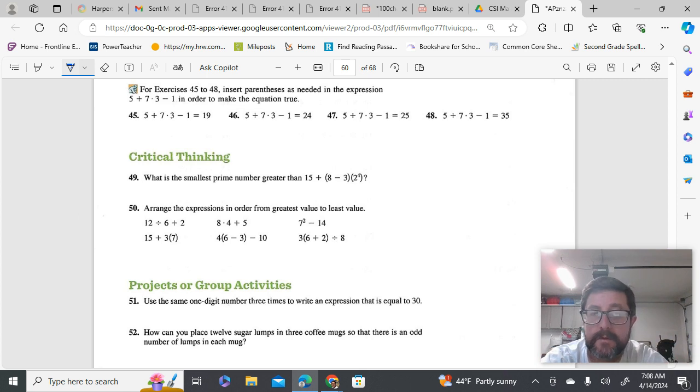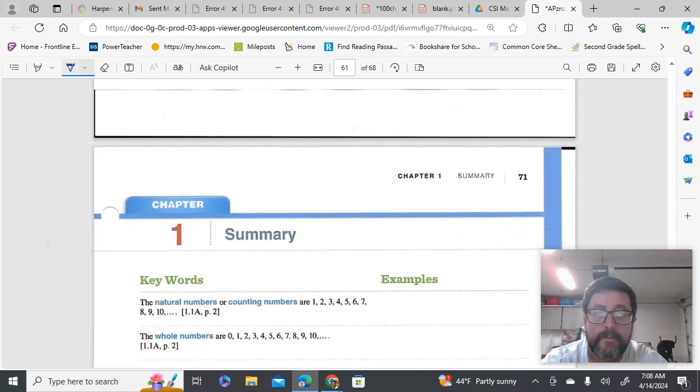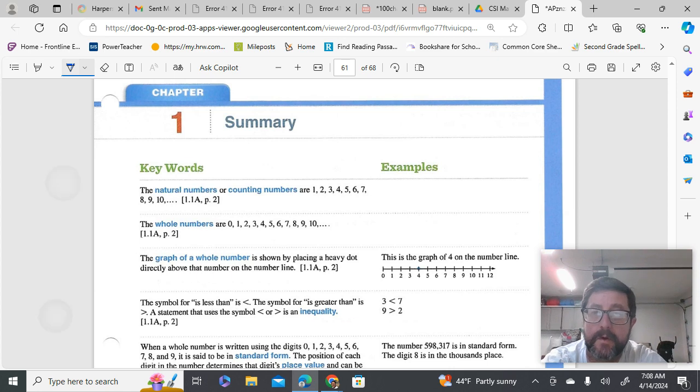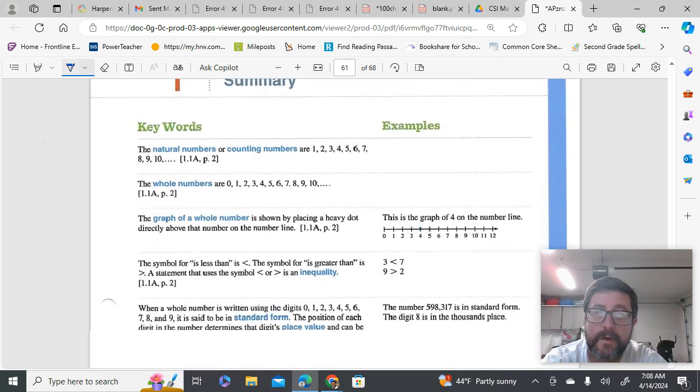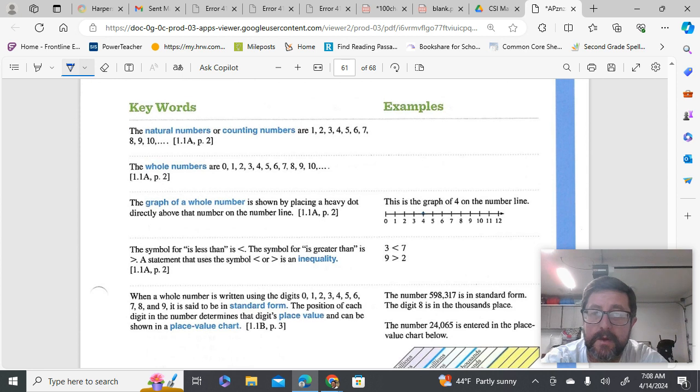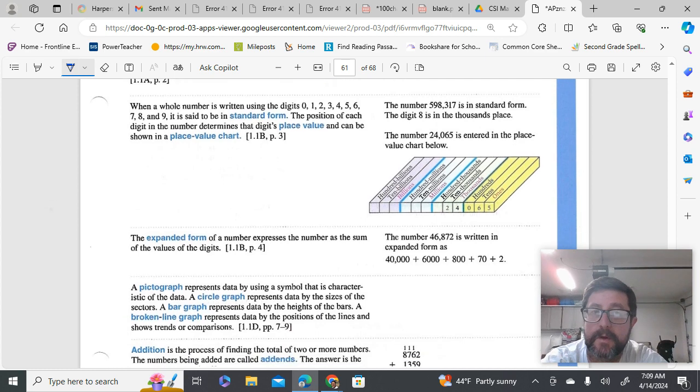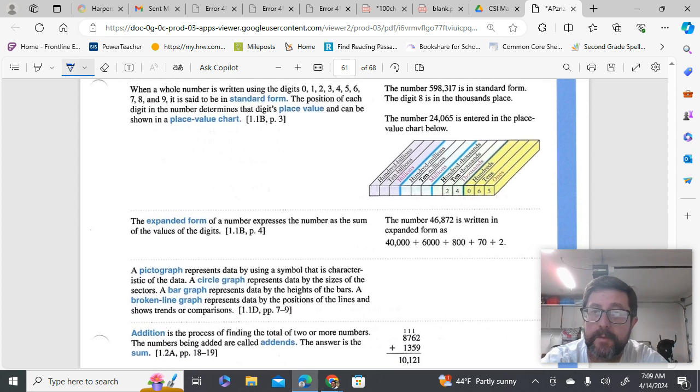Okay, do all this. Hit the pause button. Okay, now we're working on the chapter 1 summary. I want you guys to do all of this. Okay, hit the pause button. You'll also hit the pause button again. Do all of this math.